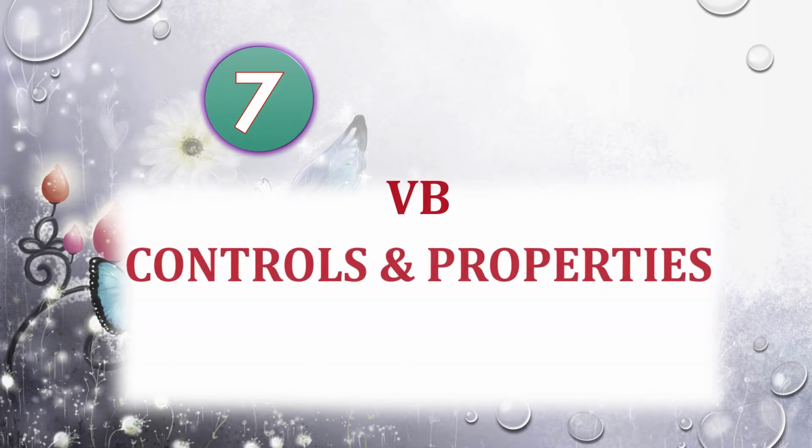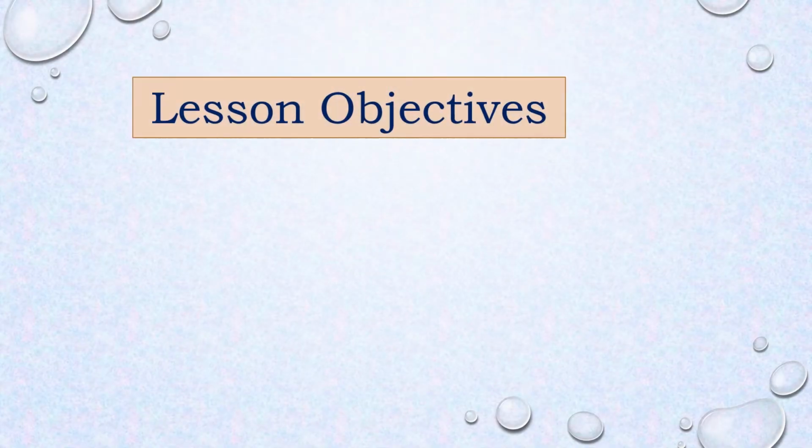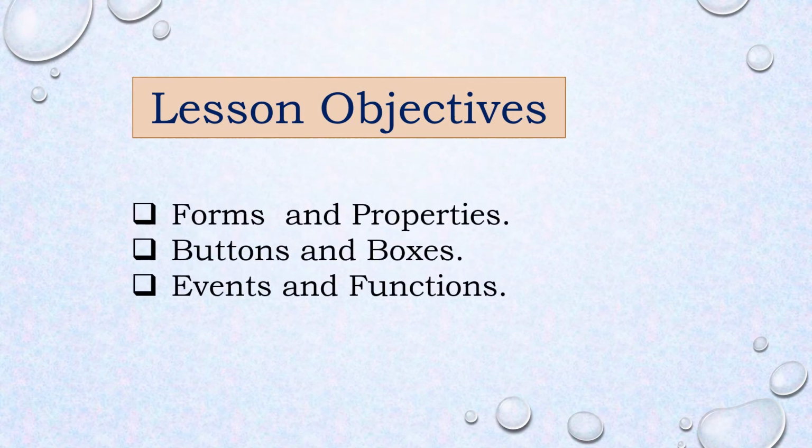Chapter 7: VB Controls and Properties. Lesson Objectives: Forms and properties, buttons and boxes, events and functions.